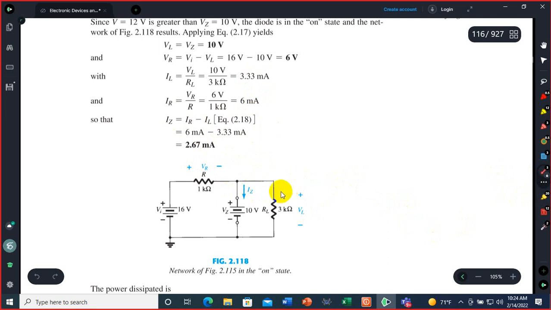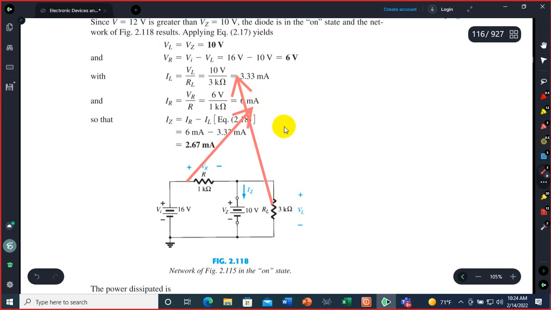This is the load current, 3.33 milliampere, IL, and this is your total current, 6 milliampere. No, this is not the load current. So this is the load current. This is the load current. Okay, and this is the total current. 6 milliampere is the total current.